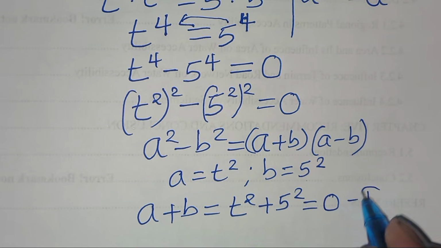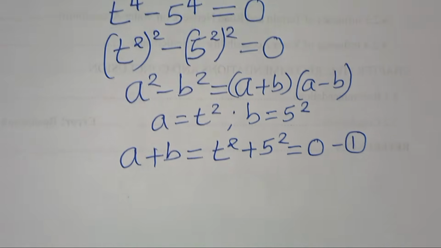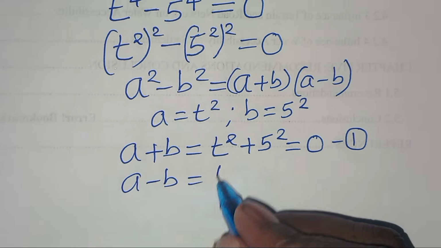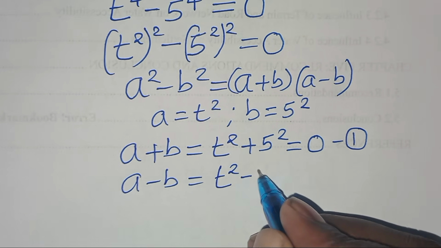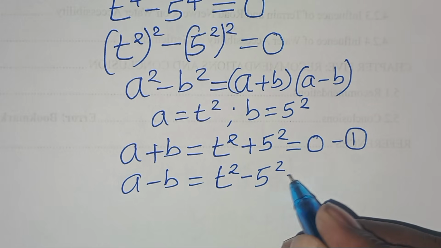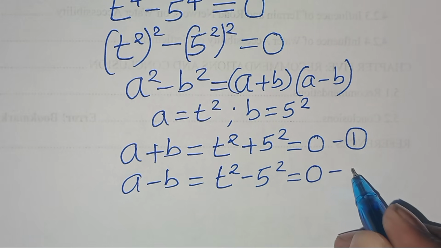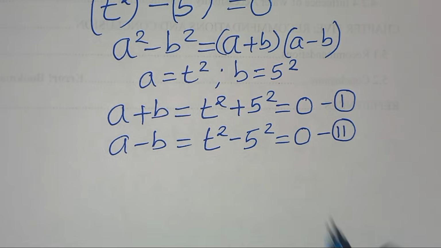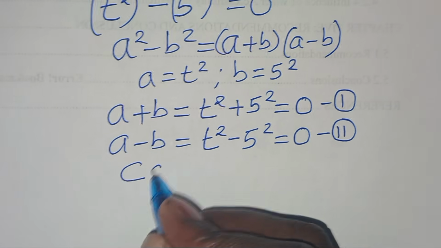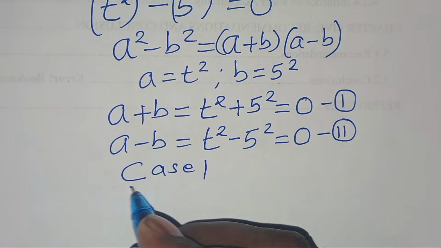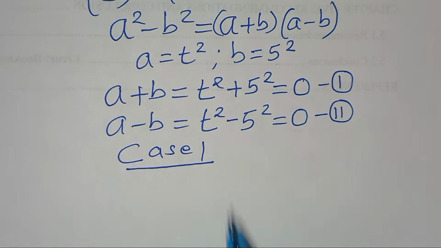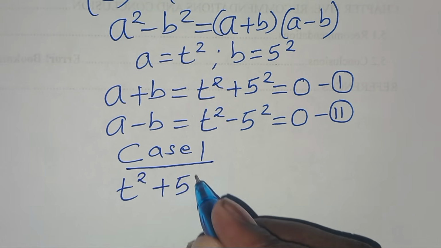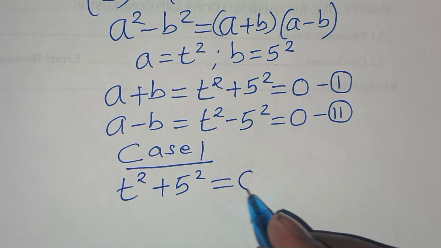Let's call this equation 1. Then a minus b, this is the same thing as t to the power 2, subtract 5 to the power 2. This is equal to 0. Let's call this equation 2. So let's start with equation 1, which is case 1 here, which is t to the power 2 plus 5 to the power 2. This is equal to 0.